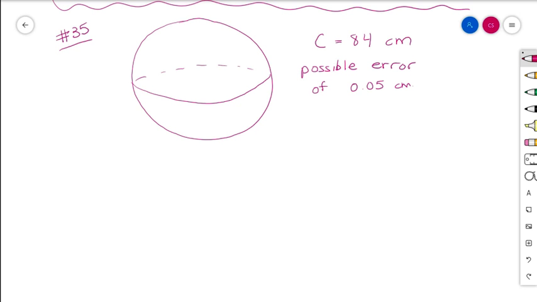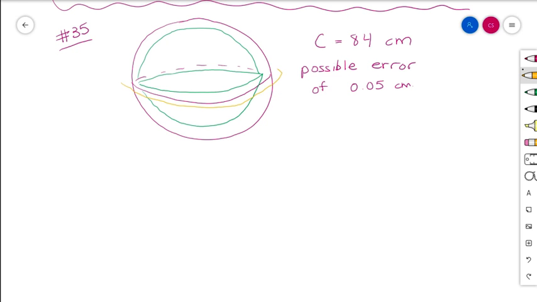Okay, so essentially what we have is this circumference, right? And we think it's 84 centimeters, but we have a little bit of error. We could be smaller than that. Okay, and then we have that resulting sphere. Or alternatively, our possible error could give us a bigger circumference. And so then we would have a bigger sphere, and then of course a bigger surface area and a bigger volume. All right, so I have three spheres here.